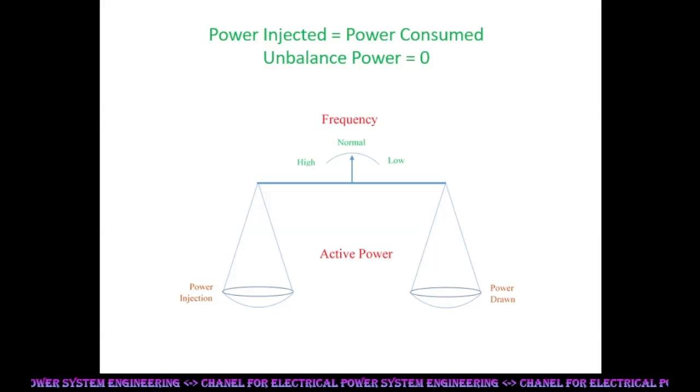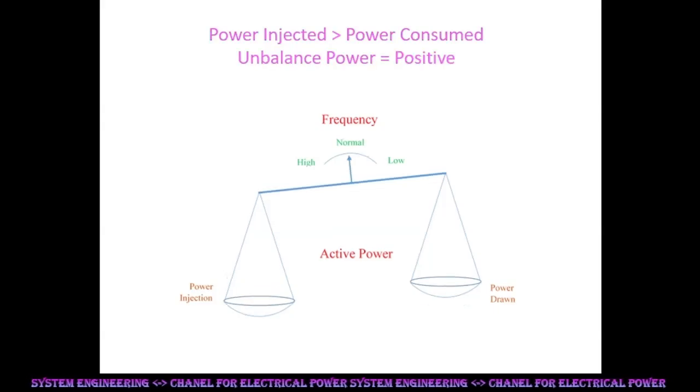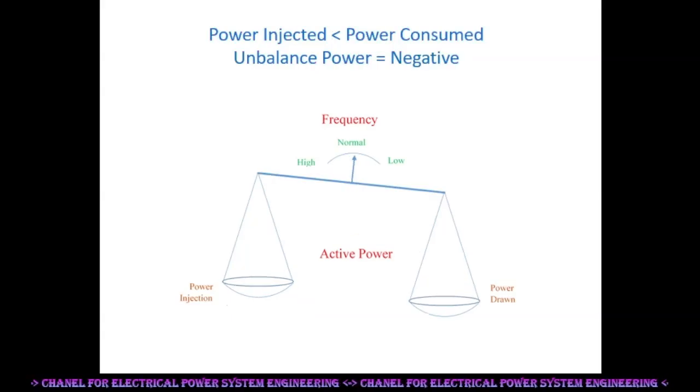When power injected is higher than power consumed, it means unbalanced power is positive. The left side pan is down and the right side pan is up, and the pointer is towards high frequency. When power consumed is higher than power injected, it means unbalanced power is negative. The left side pan is up and the right side pan is down, and the pointer is towards low frequency.